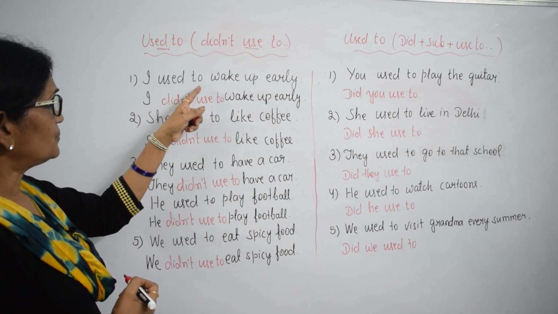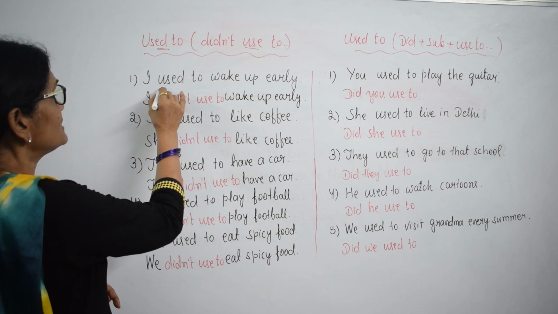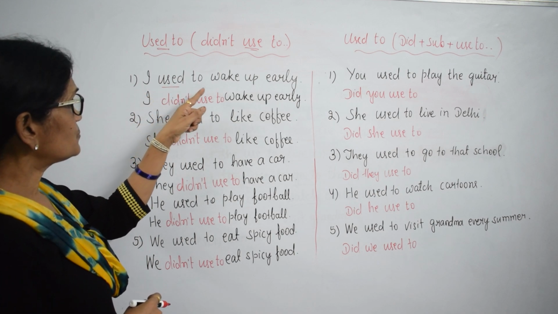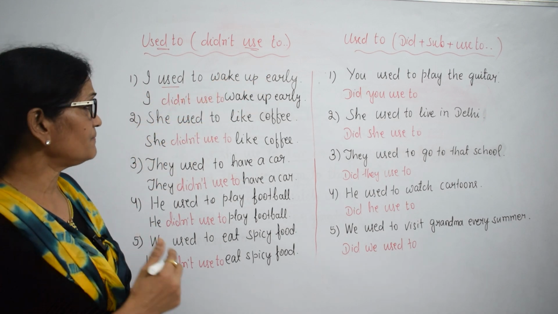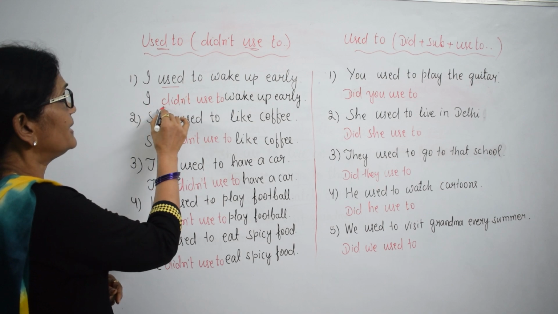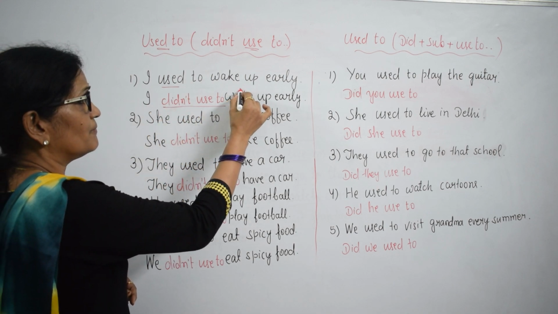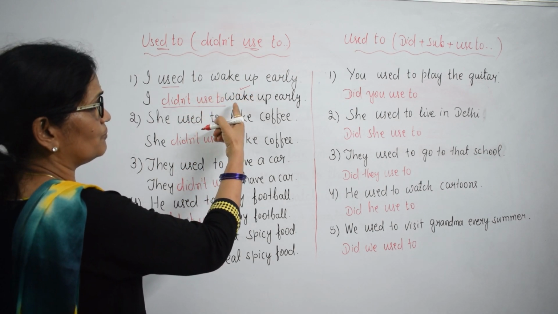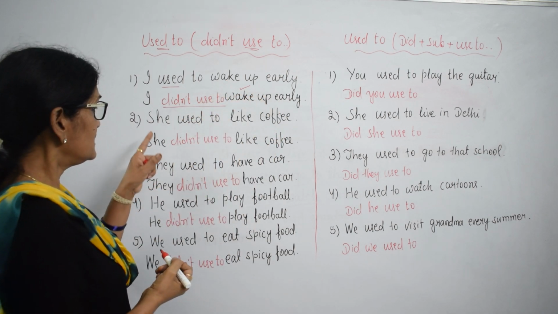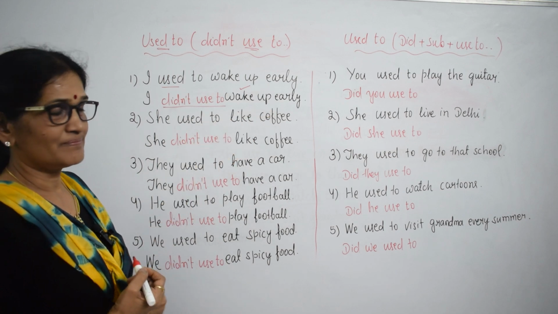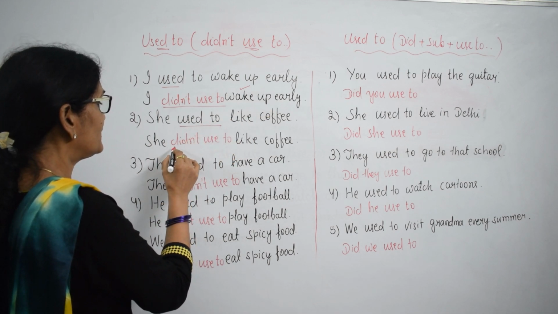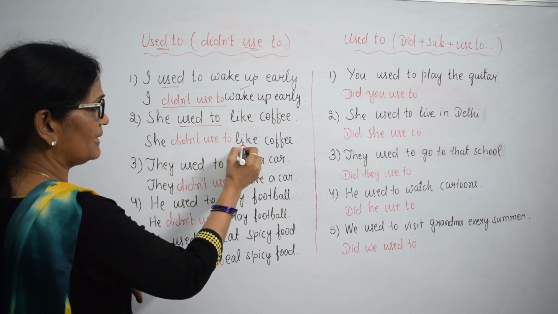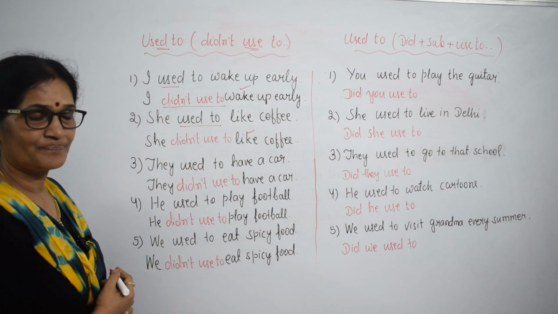I used to wake up early. Both pronunciations are the same. Used. Okay. I used to wake up early. In the negative, I didn't use to. The main verb is as usual the base form of the verb. Wake up early. She used to like coffee. Used to will be didn't use to. She didn't use to like coffee.